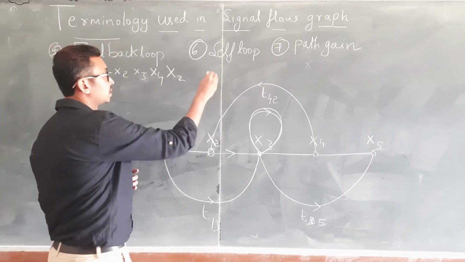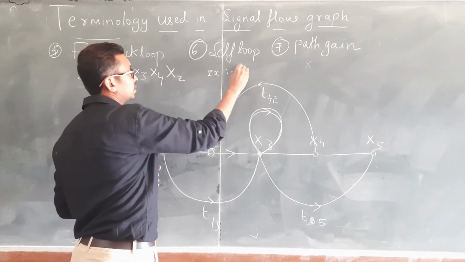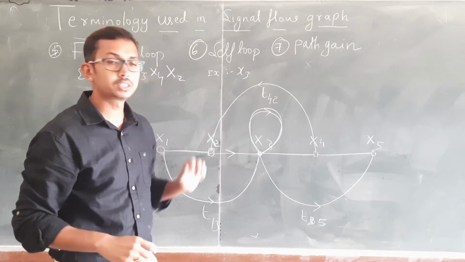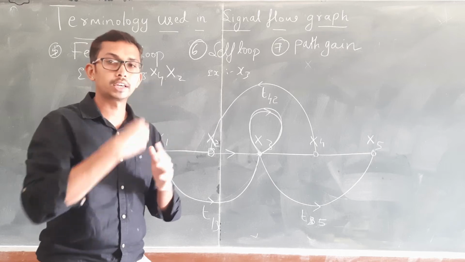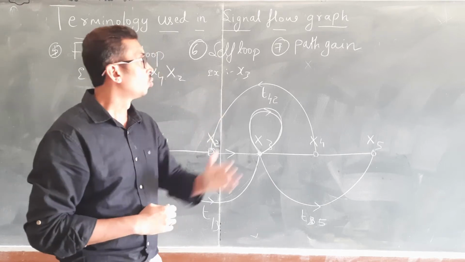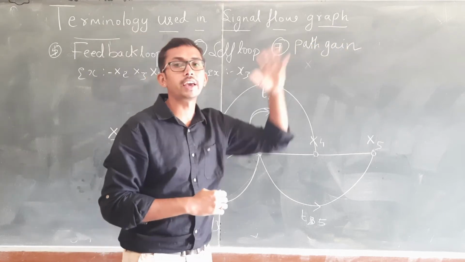So what is the example here? x3, right? Here this starts and ends at the same point without traveling any other node. So this is called as what? Self loop. What is the meaning of path gain?